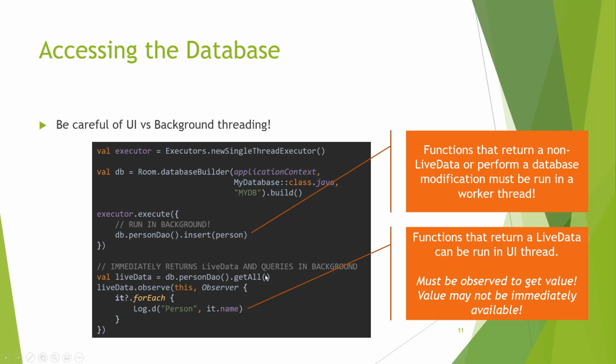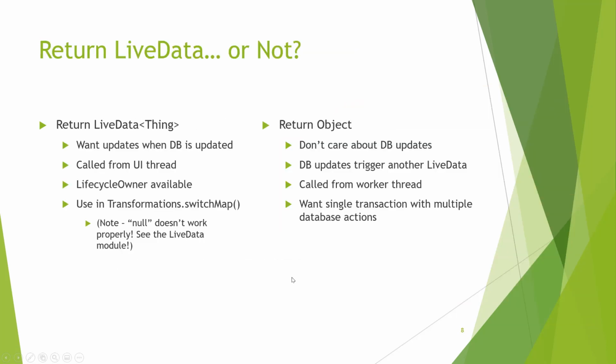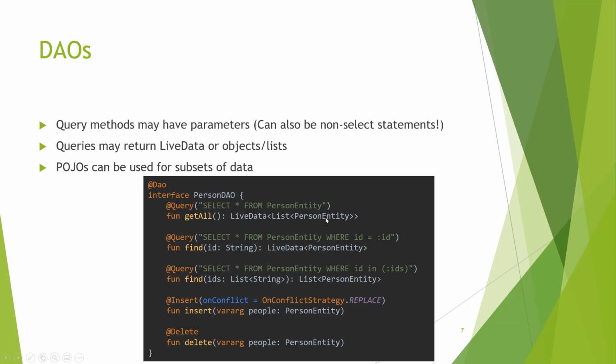If you want to do something on the user interface thread, here's an example of using an asynchronous get all. This get all query looks like this guy right here. It's returning a LiveData with the list. When you call it, you immediately get the LiveData back. The database starts a background thread. Once it's fetched the data, it drops it in the LiveData, and you'll hear about it if you're observing it.